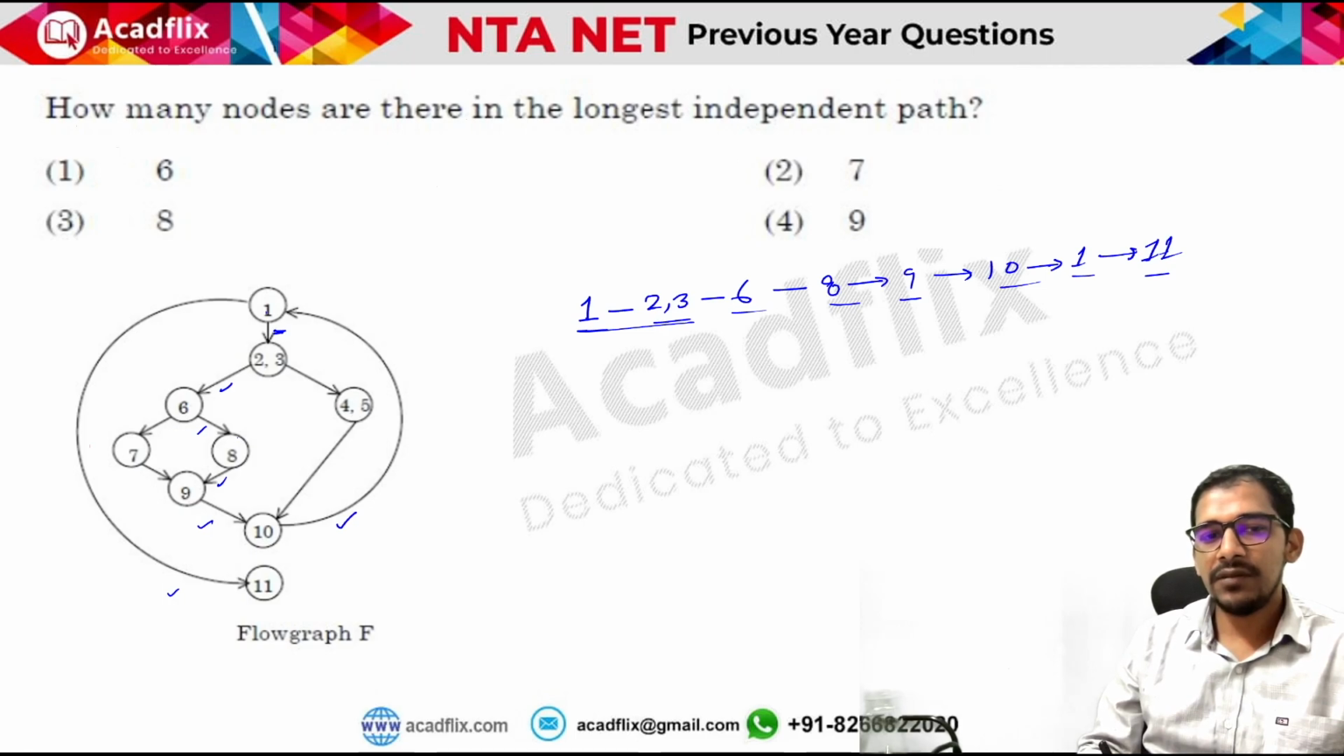Can we find any path which is longer than this? Either I can go from 1 to 11, so that will be the shortest path actually. Or what else can we do? We can go from 1 to 2 3, then 2 3 to 6, then 1 2 3 4 5, then again to 1, 6, then 7, then 8. So this will also be a longest path. So I think we can find a path which is of length 8.